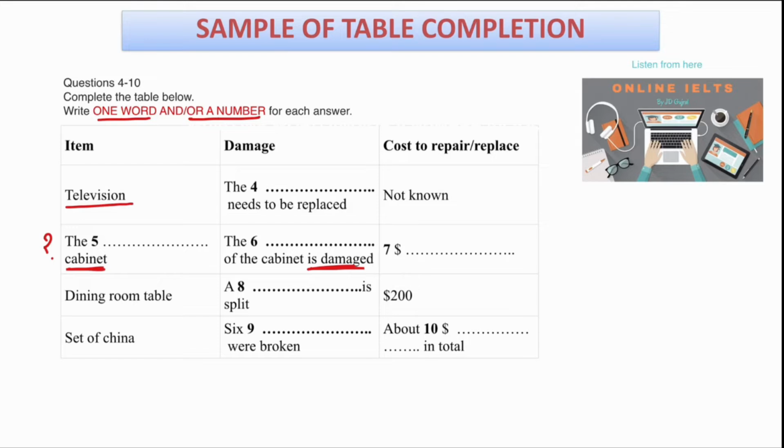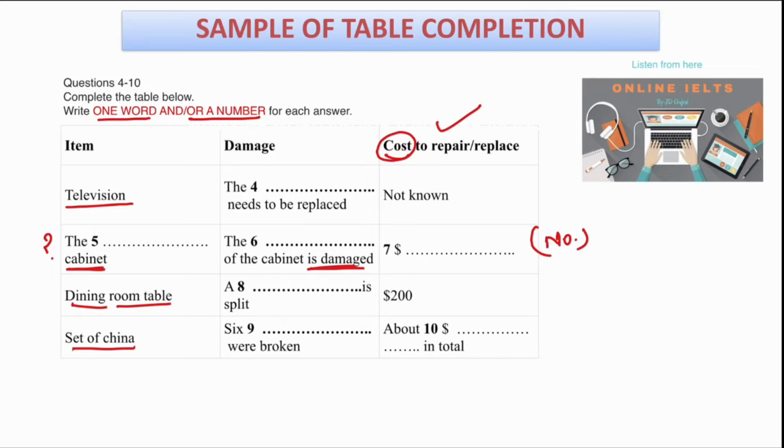Then the next keyword is your dining room table, and then a set of china. So here the items are given, then what are the damages that occur to these kinds of items, you have to write here in the blanks. And then cost to repair. Now from this word you will easily see that here you need to write a number, the cost of damage of these particular items given to you. So here you have to write a number.